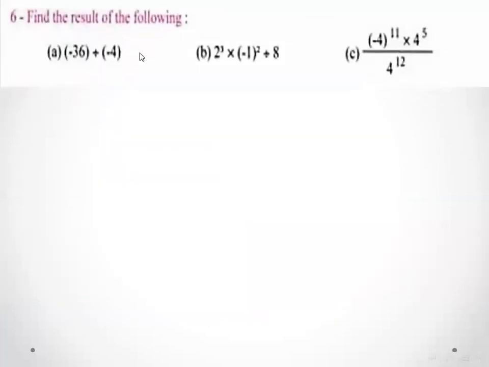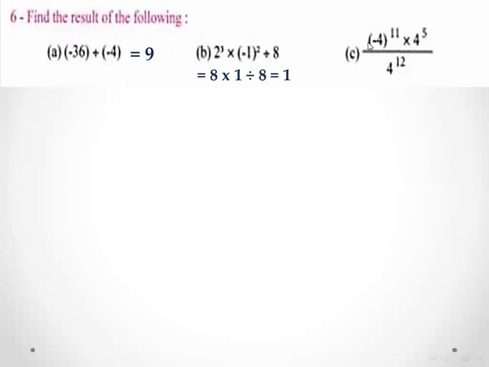Find the result of the following. Negative 36 divided by negative 4. Negative divided by negative, so my answer is going to be positive. 36 divided by 4 equals 9. 2 to the power 3 times negative 1 to the power 2 divided by 8. I'm going to solve the powers first. 2 to the power 3 equals 8. Negative 1 to the power 2: the power here is even, so I'm going to remove the negative sign. 1 to the power 2 equals 1. 8 times 1 equals 8, divided by 8 equals 1.